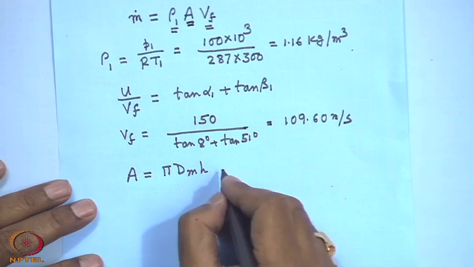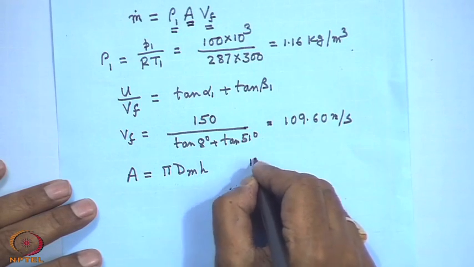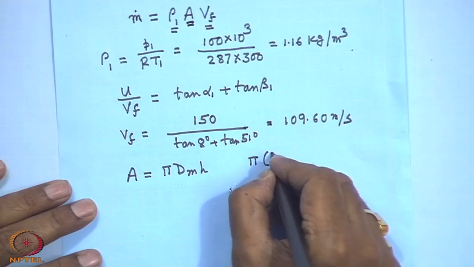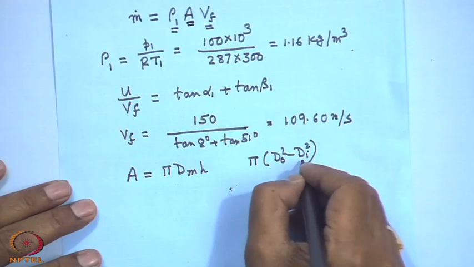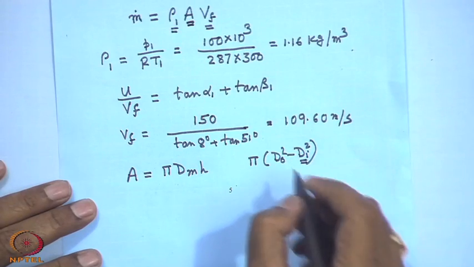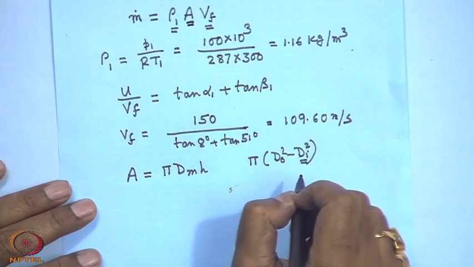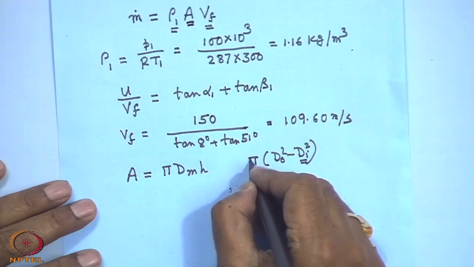True. Where does it come from? It comes from the annulus area, which is pi into outer diameter square minus inner diameter square. If you consider the inner diameter as the diameter of the drum or disc and the outer diameter as the diameter of the casing, then this is the annulus area.